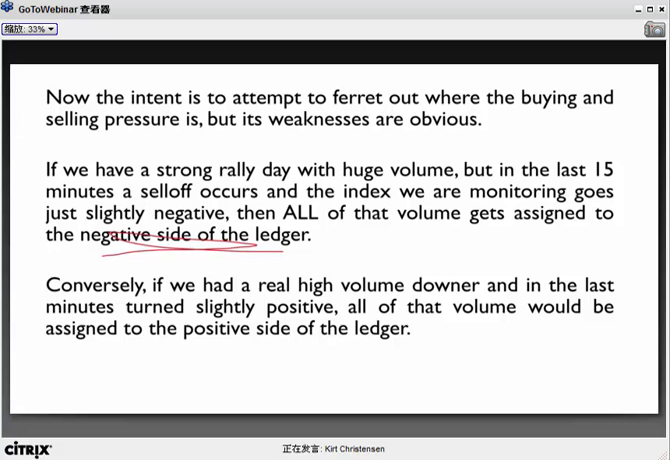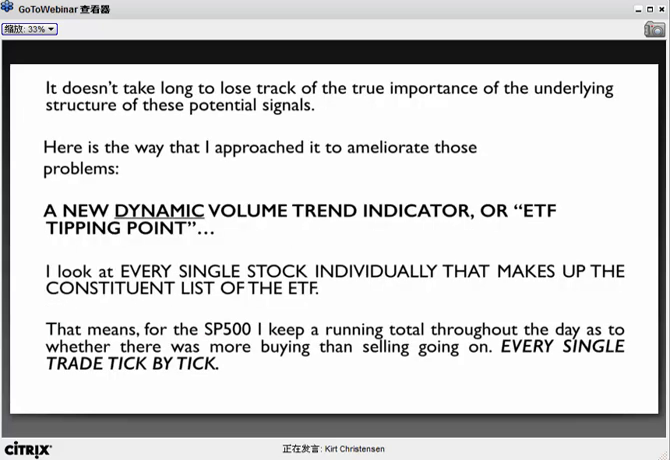Conversely, if we have a real high volume down day, and in the last few minutes it turns just slightly positive, all of that volume would be added to the positive side of the ledger. So it is a tool, but it's kind of a blunt tool. It doesn't tell us as much as we would like it to tell us. It doesn't take too long, if you're only calculating at the end of the day, to lose the true importance of the underlying structure.